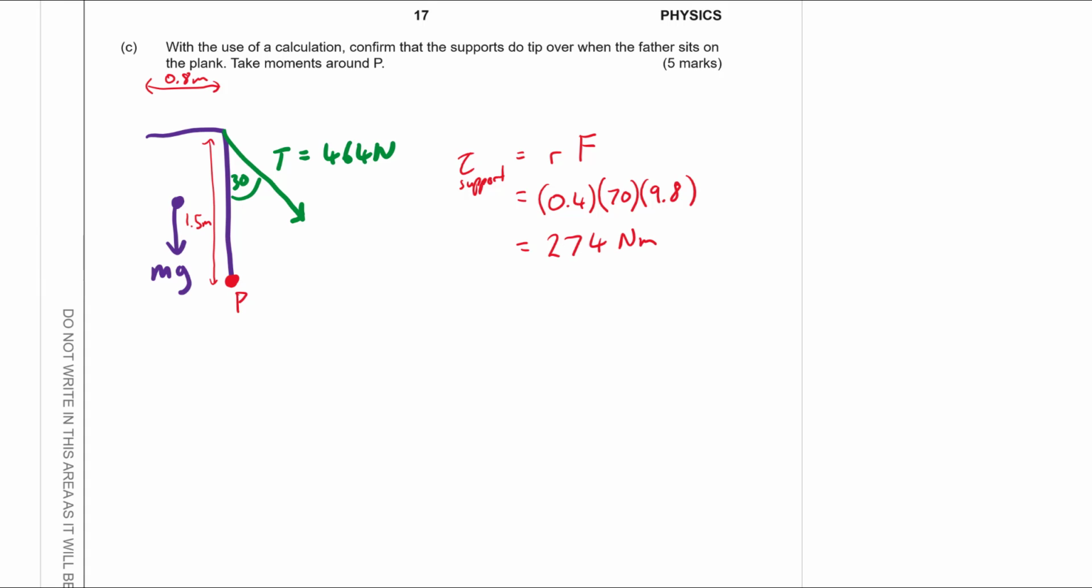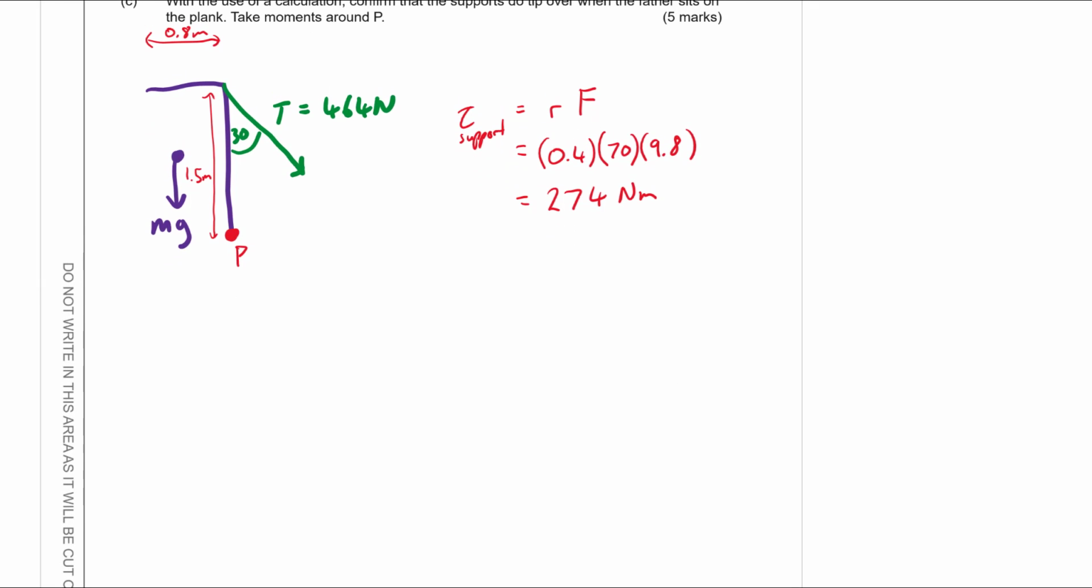So that's how much torque the support can actually counteract if that's what's been produced by the tension in the chain. So let's work out what the chain is actually doing. The chain is pulling at 464 at 30 degrees. Again, you could use information from the previous part if you like, but I'll just do it anyway. RF sine theta, which ends up being 1.5 because it's acting up here, 1.5. The tension in the string or chain is 464, and that's acting at an angle of 30 degrees to the arm. And what you'll end up with is 348 Newton meters.